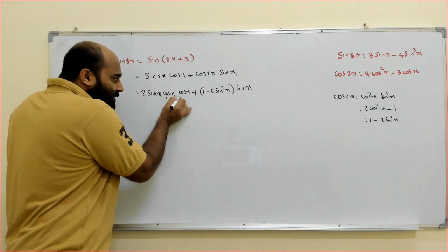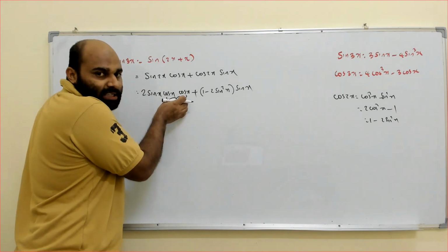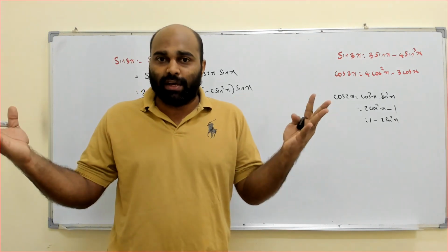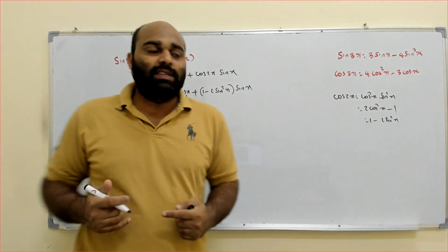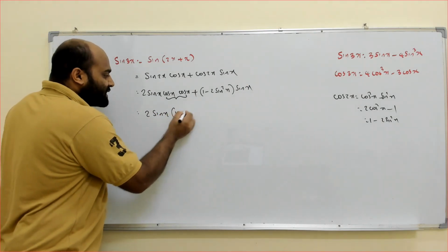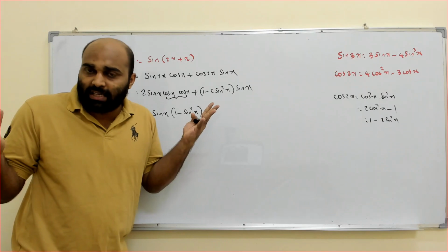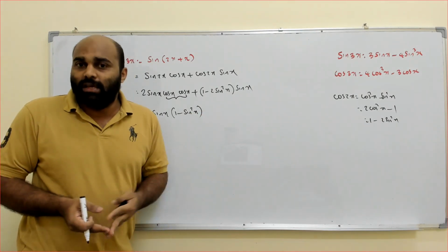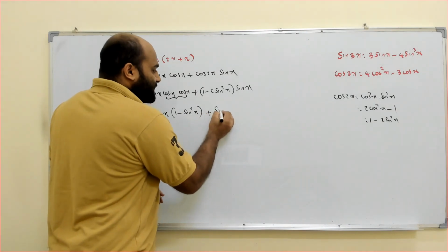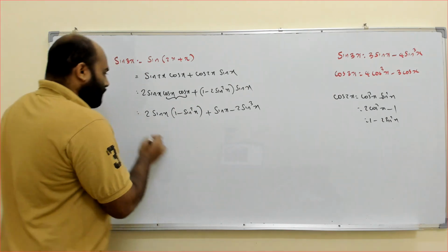In between, one step I am not writing. Please listen. This is cos square x. What is cos square x? Cos square x is 1 minus sin square x. That is a grade 10 result. So here, because everything we want to get in terms of sin, cos x into cos x, cos square x, can be written as 1 minus sin square x. Next, open the bracket: plus sin x minus 2 sin cube x. Is it? We got the answer.